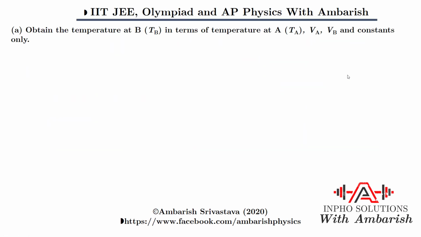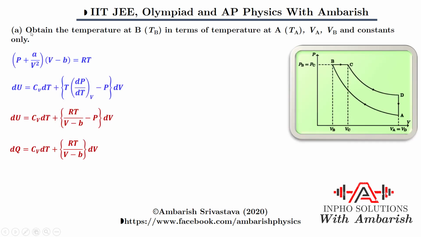Part A of the question is: obtain the temperature at B, TB, in terms of temperature at A, TA. VA and VB are constants only. Okay, so now look at this graph. We want to find out TB in terms of TA, VA and VB.